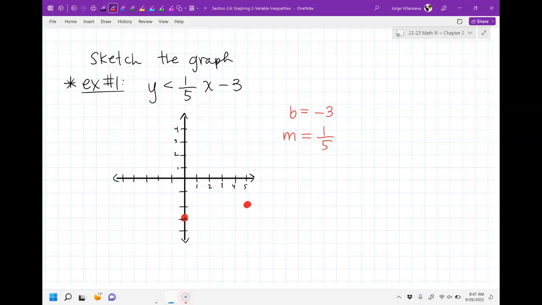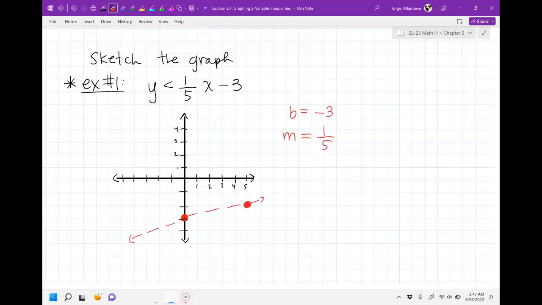You can look at your notes. Say again? Well, I don't need to know the direction, just what kind. Is this solid or dashed? Dashed, right? If you look at your notes, it says less than, greater than, it's a dashed line, right? So when I do this, I'm going to kind of draw like this.